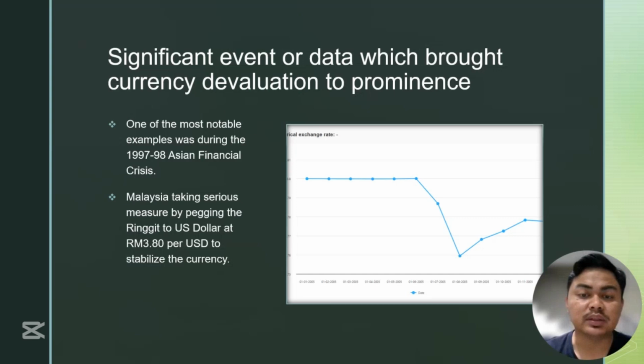The Malaysian government responded by pegging the ringgit to the US dollar at 3 ringgit and 80 cents per US dollar to stabilize the currency. This peg was maintained until 2005 when it was lifted to allow the ringgit to float freely. The crisis highlighted the vulnerability of the Malaysian economy to external shocks and the importance of maintaining robust economic fundamentals.